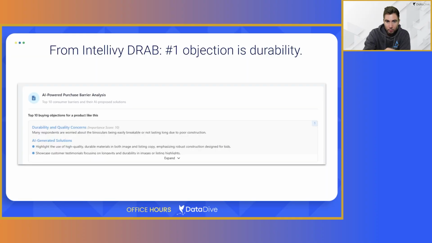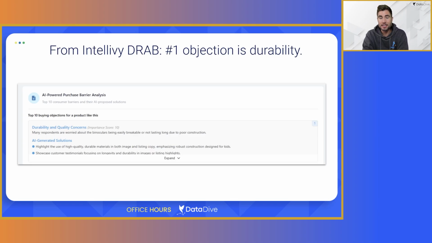So we used Intellivy, and they have a test called a purchase barrier poll, also known as their Drab analysis. So it's the dominant reasons to avoid buying, Drab. And what this test does is it gives you the 10 most common objections, or the 10 most likely objections that people would have before they buy a product. And if you watch the workflow we have with Peter Paul from Intellivy, we explain all of this.